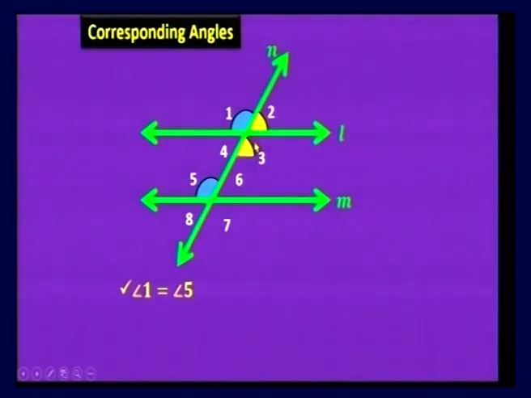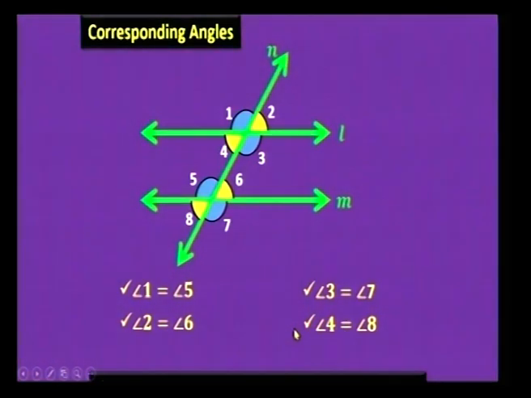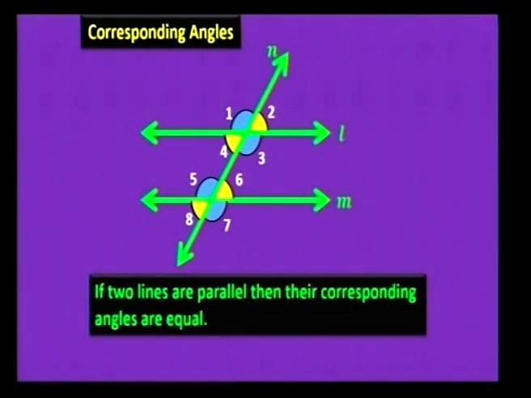Now, let us measure angle 2 and angle 6. You notice that angle 2 and angle 6 are also equal. Similarly, on measuring, angles 3 and 7 are equal. Also, on measuring angle 4 and angle 8, we see that both the angles are equal. So, children, what do you conclude now? Yes, if two lines are parallel, then their corresponding angles are equal.